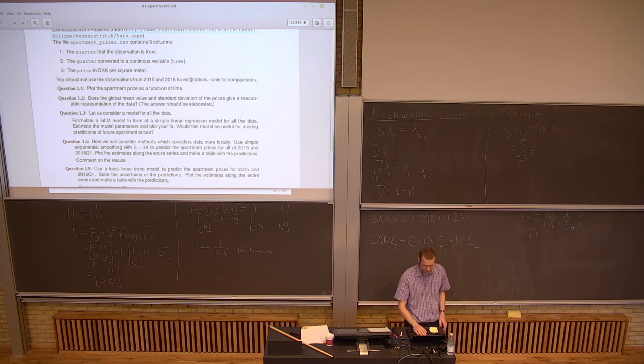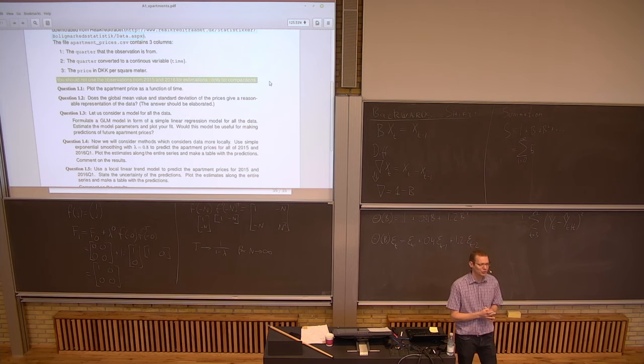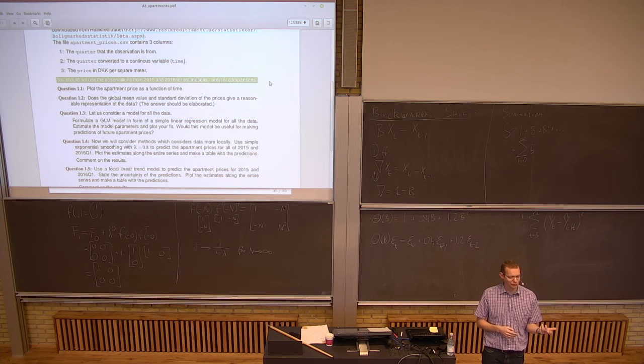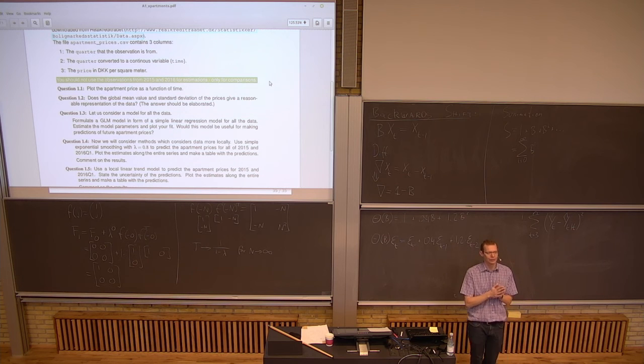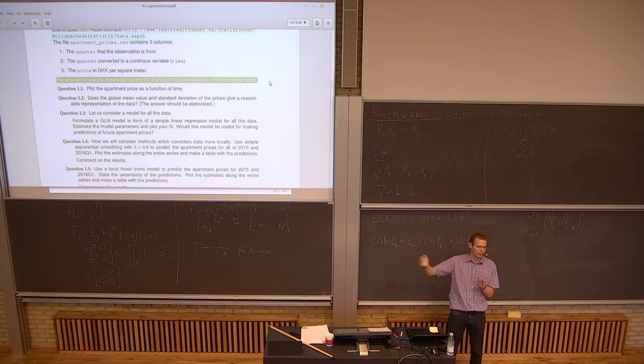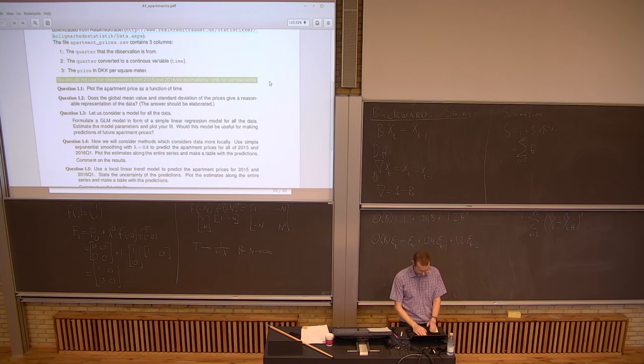First of all, I wrote out a message yesterday that you should not use observations from year 2015 and 16 when doing the estimations. You should only use those as out-of-sample controls. So when you make the predictions, you can compare with that. Thank you to the one who wrote that to me and asked that question.